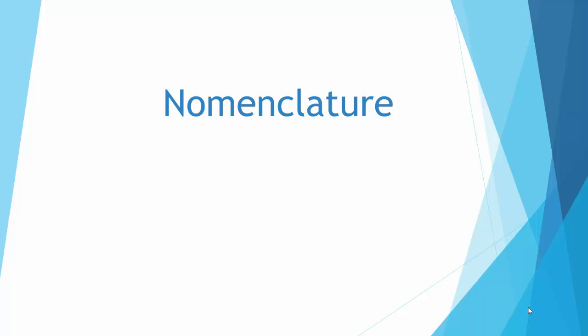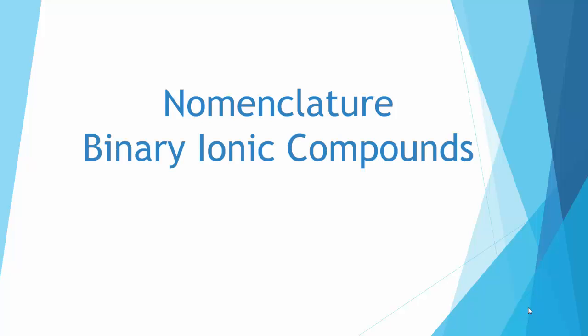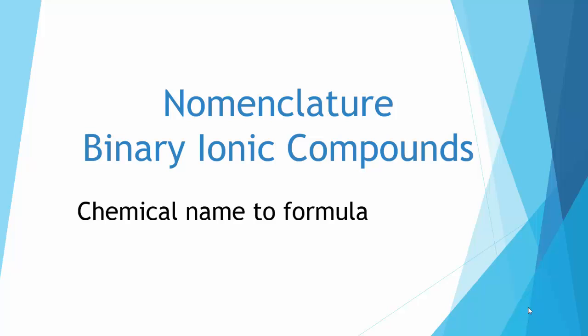This is the second video of Section 8. Section 8 is how to name chemicals. And we're going to switch from just naming ions to naming binary ionic compounds. In this video, we're going to go from the chemical name to writing the formula. We're only going to do it for monoatomic ions in this video because that's easier to start with. And once you understand how to do that, it's easy to transition to polyatomic ions.